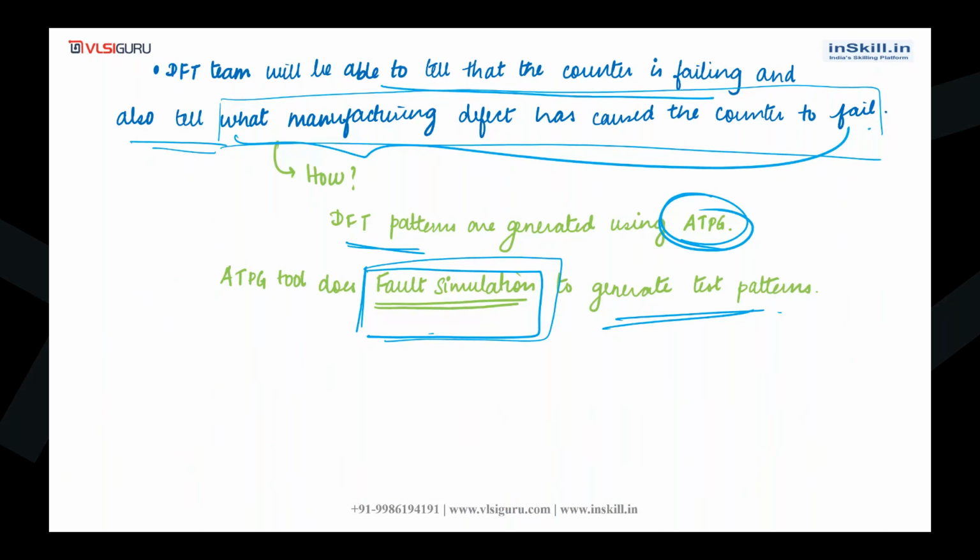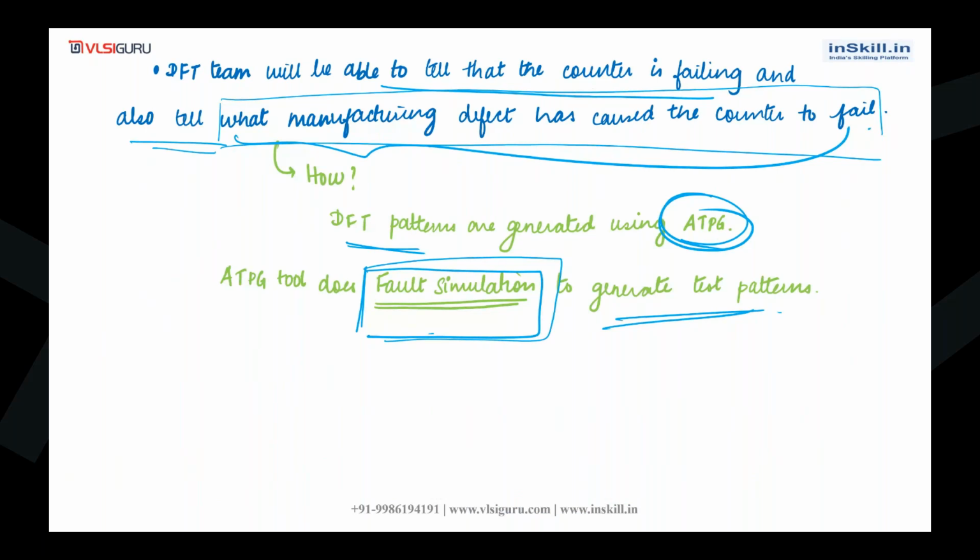Okay, so in our example, if DFT team is also present, then what will happen? DFT team will be able to tell that the counter is failing approximately in the range of 100 clock pulses. So if you see, DFT team is able to tell that the counter is failing in significantly less number of clock cycles compared to the functional verification team. So test time will be less for DFT. And DFT team will also be able to tell what manufacturing defect has caused the counter to fail.